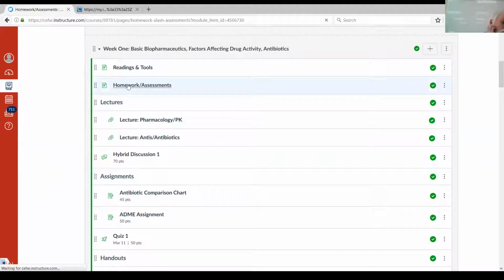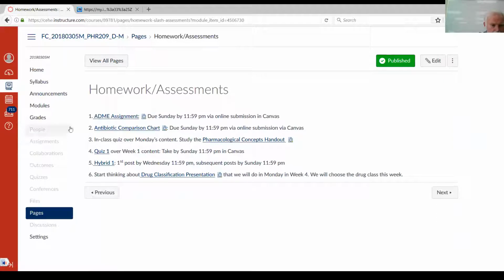So the homework, you'll have an assignment on pharmacokinetics. You'll have an antibiotic comparison chart that you'll have to do. And then you'll have a quiz. It says in the homework and assessments that this is an in-class quiz. It may end up being a quiz at home rather than done in class. We have a lot of material to cover. And then you have a discussion.